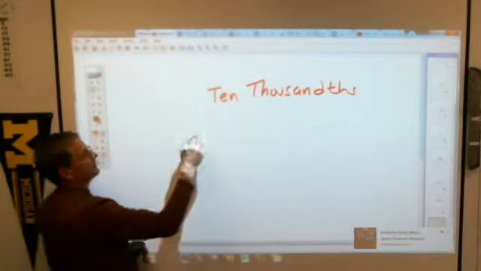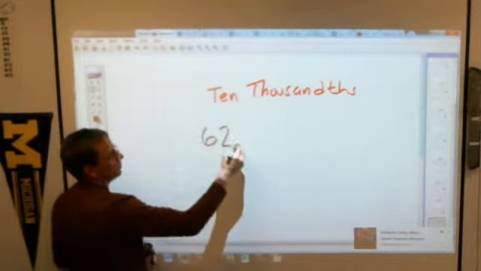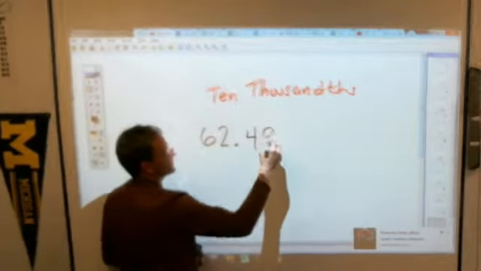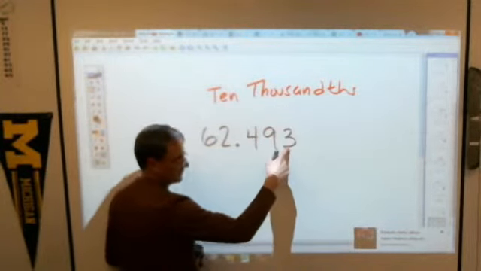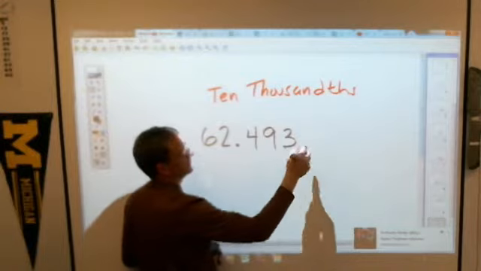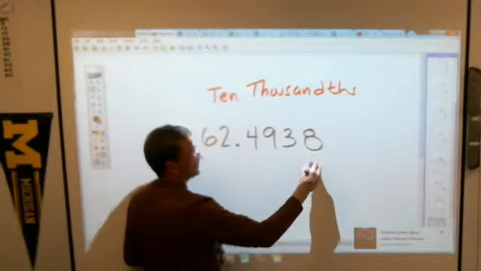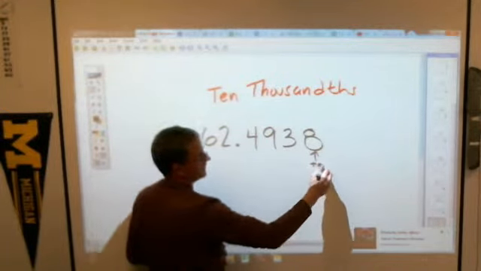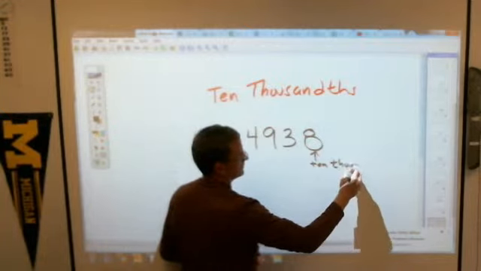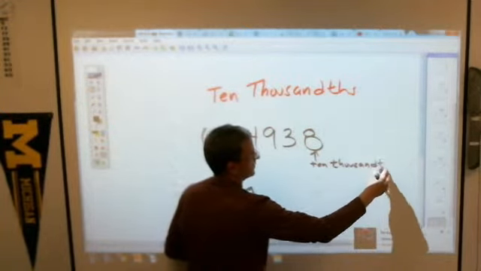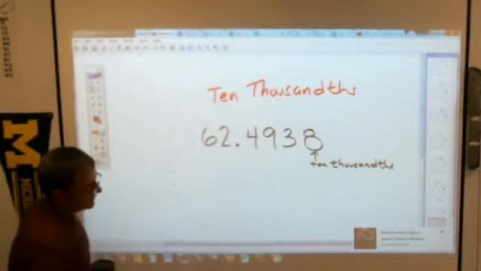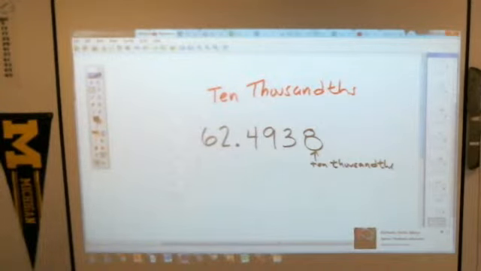Let's say I've got 62.493. What place is this? Thousandths, right? So then here, this is the 10,000ths place. And let me once again re-emphasize, children, how small something in the 10,000ths place is.